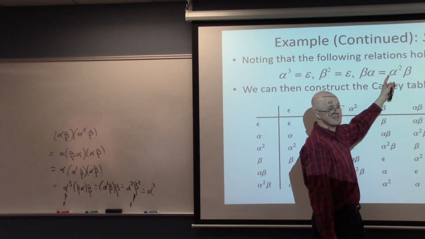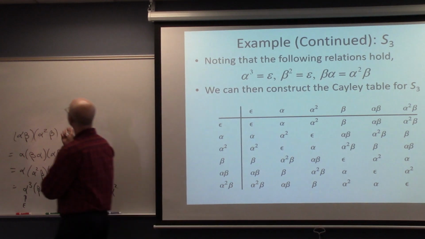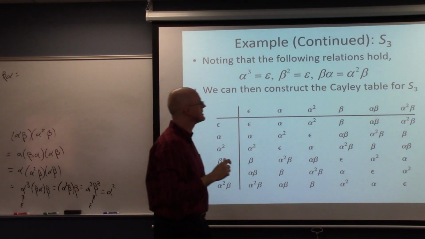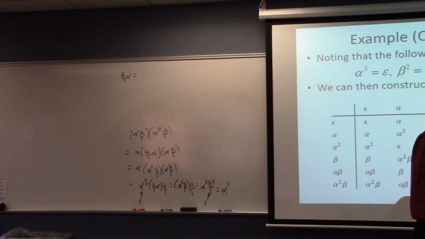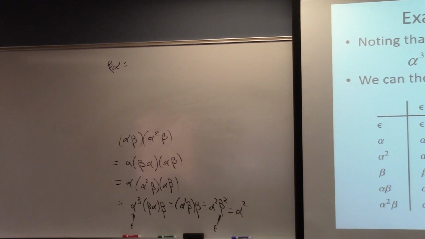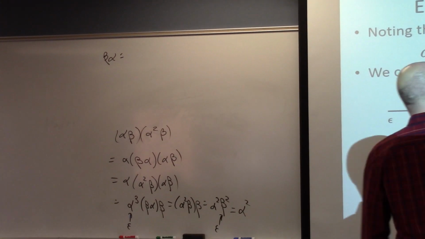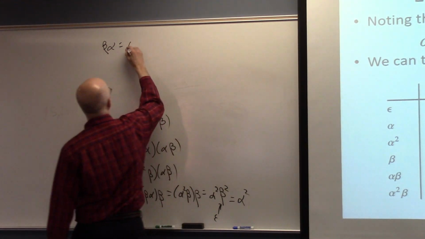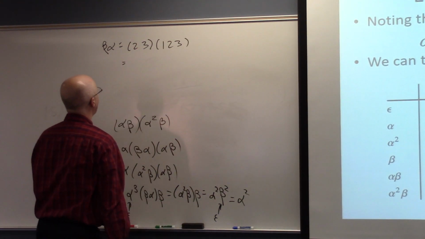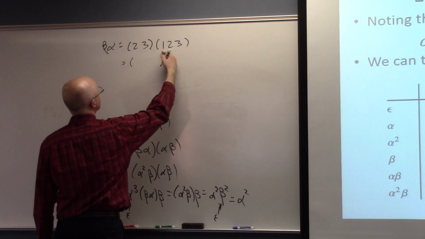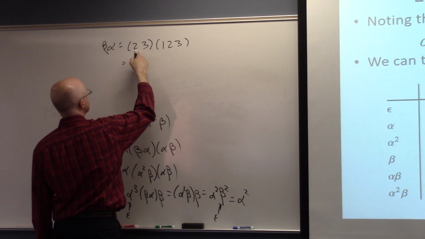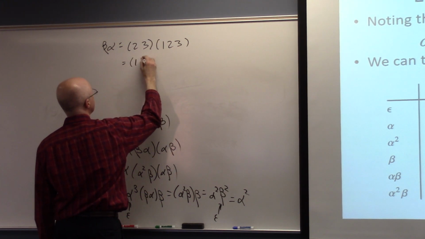I should verify this though, first. Beta alpha, I'll use the cycle notation. Beta is the transposition of 2 and 3, it's also called a 2-cycle. Alpha cycles 1, 2, 3. So beta alpha takes 1, first maps it to 2 with this one right there, and then you compose it with this one, 2 gets mapped to 3. So ultimately 1 gets mapped to 3.